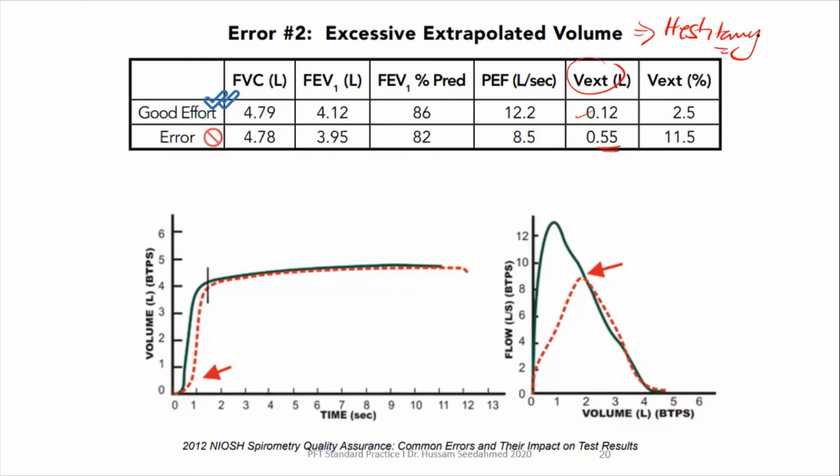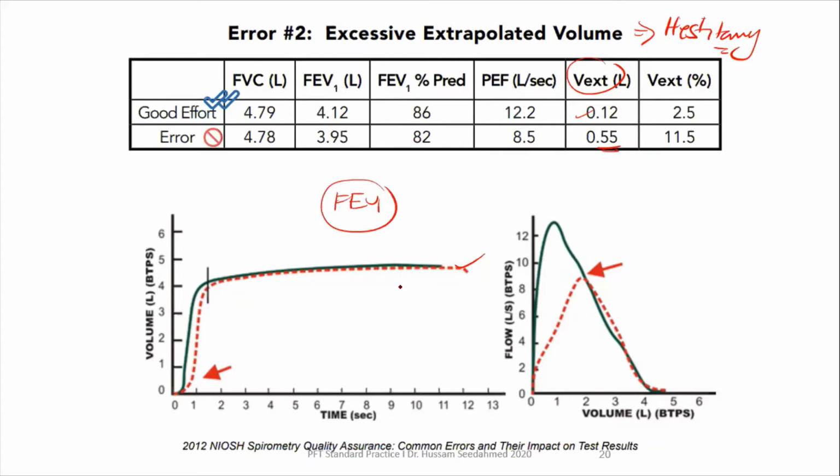He did not start abruptly. So usually the curve is more of a sigmoid like this. So the effect of an excessive extrapolated volume is that it will affect the FEV1 now. Now look at the FVC. The FVC is quite good, but the problem is with the FEV1. So what is the problem? Excessive extrapolated volume. It indicates hesitancy. It indicates a poor start. We said I must have a good start of the test.